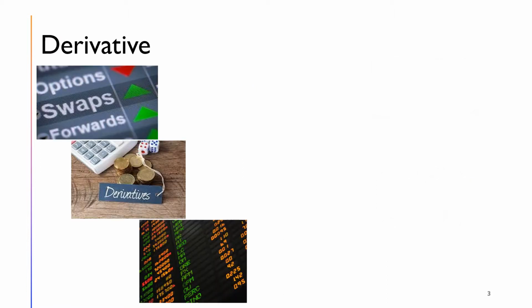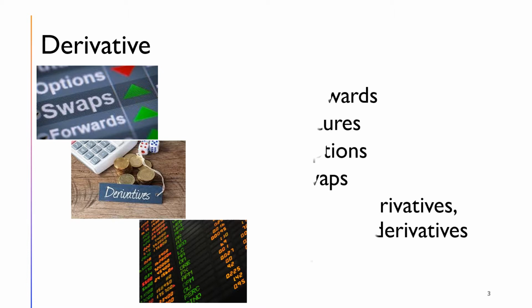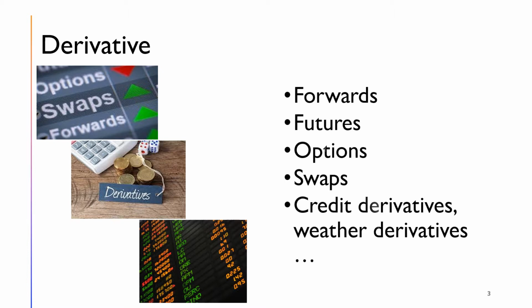The common types of derivatives include forwards, futures, options, and swaps. Derivatives may also include sophisticated instruments such as credit derivatives and weather derivatives. We are going to learn more in the next few videos.